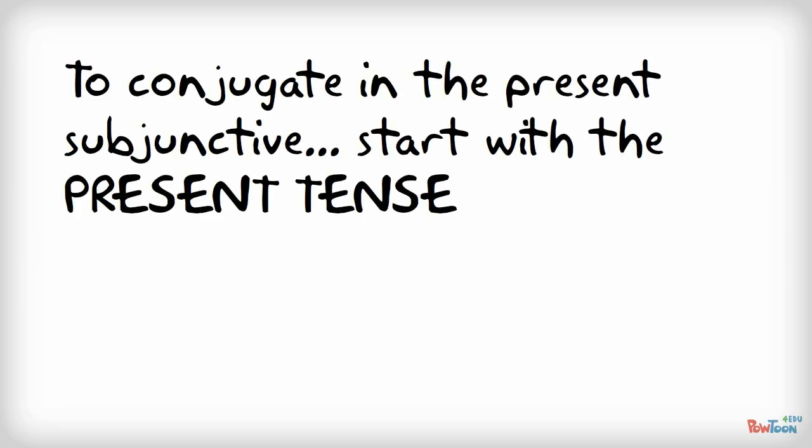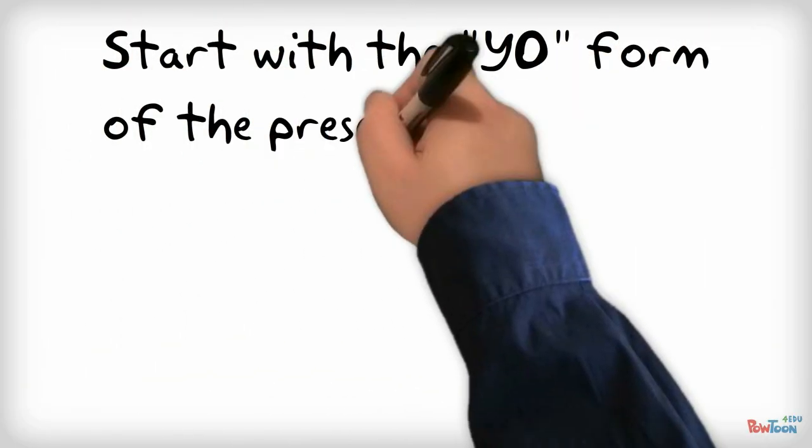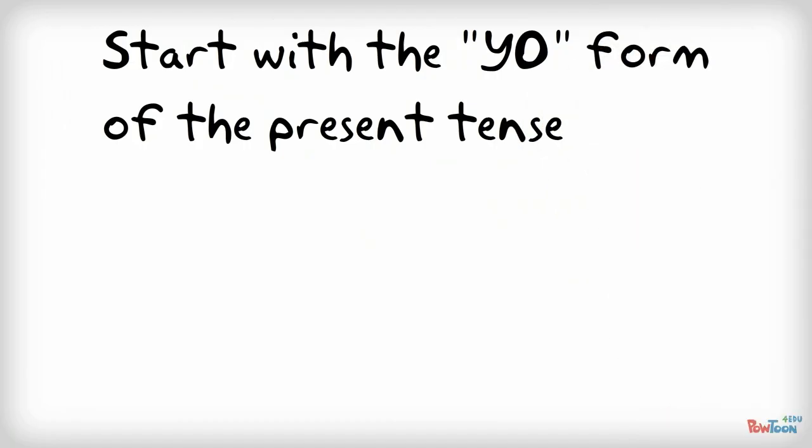Vámonos! To conjugate in the present subjunctive, you need to have a strong grasp of the present tense conjugations. You see, the present subjunctive is formed by starting with your verbs in the yo form of the present tense. This means you have to first recall the present tense yo form of the verb before you can do anything else. So, just in case you've forgotten, let's practice a few to make sure you remember how to do it.